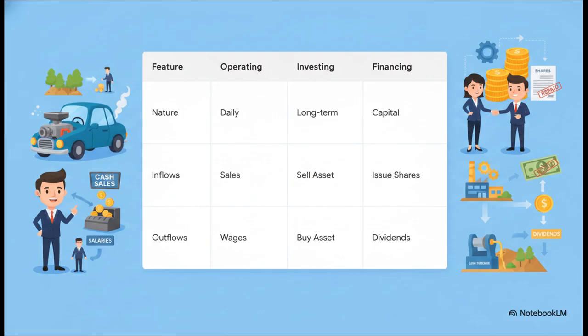Next, investing activities are like buying a totally new car or upgrading the tires. It's all about long-term assets. Outflows are purchasing machinery or land, while inflows are selling off those fixed assets. And finally, financing activities. This is like getting the auto loan to afford the car in the first place. Inflows are issuing shares or taking out loans, and outflows are repaying those loans or paying dividends.